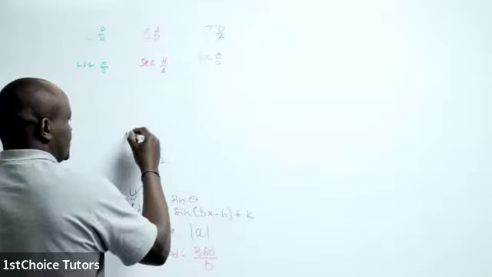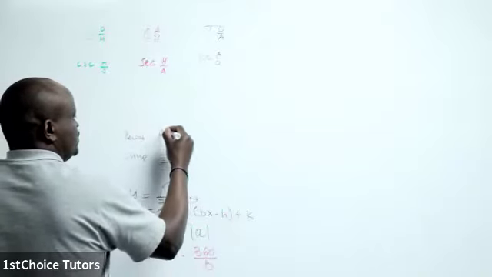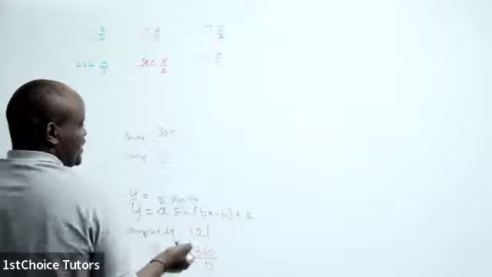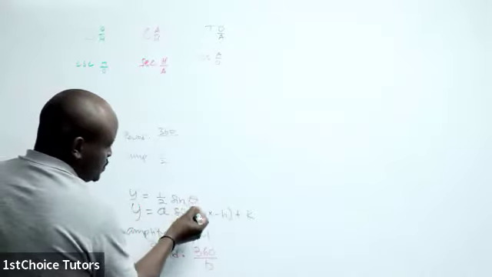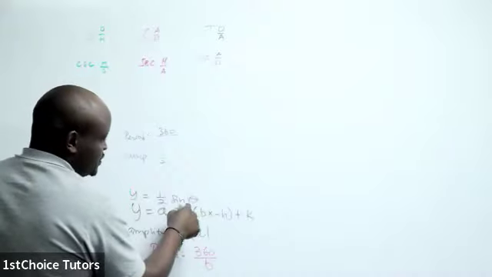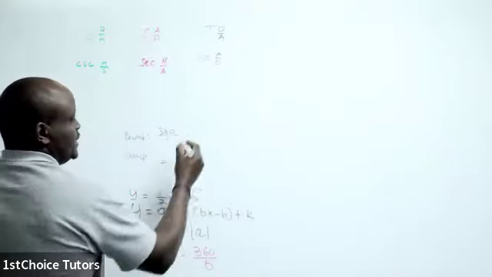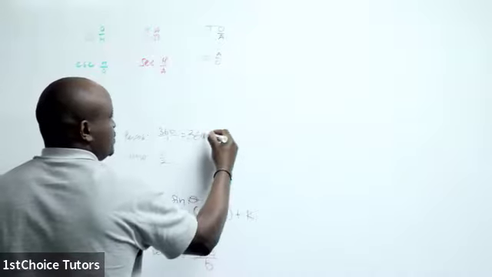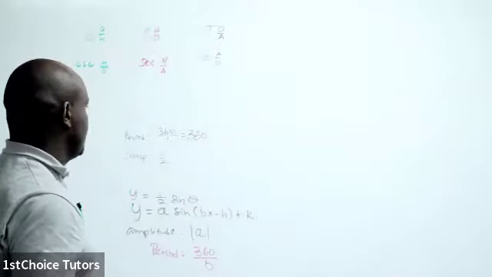The period of the graph will be 360 divided by the b value. What is the b value? 1. Theta is like the x. Remember that, right? So there's an invisible 1. So 360 divided by 1 means the period is 360 degrees.